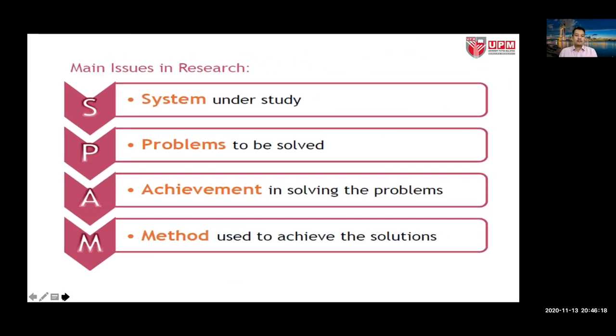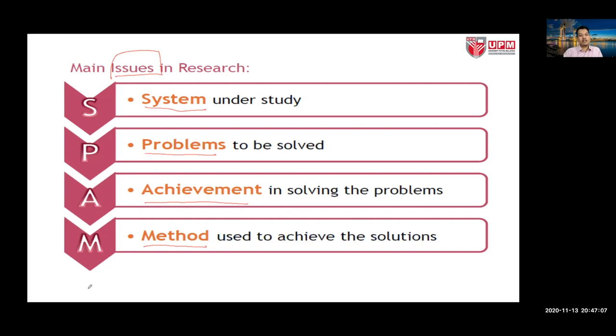Whenever you do research, you will have issues in research that include system, problems, achievement, and the method. What we call the SPAM, main issues in research. S is the system under study, the system that you are focusing on or studying. P is problems to be solved, A is achievement in solving the problems, and M is method used to achieve the solution. That can be any methodology that you are using.